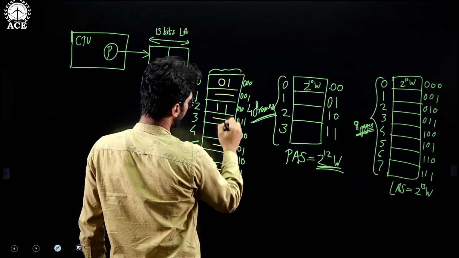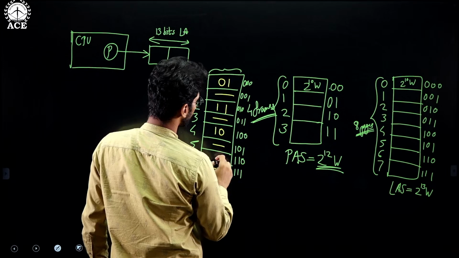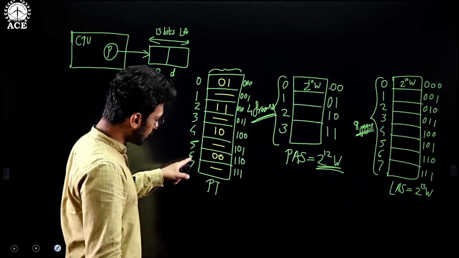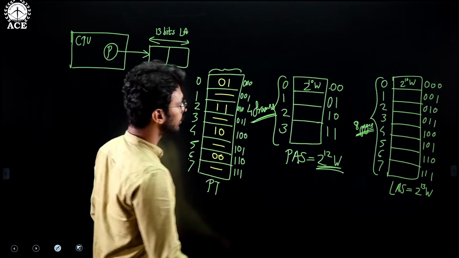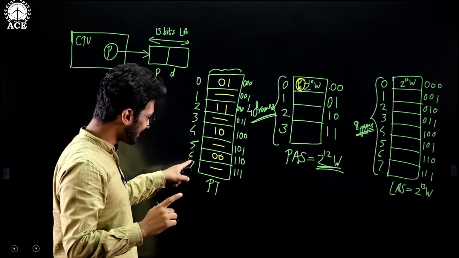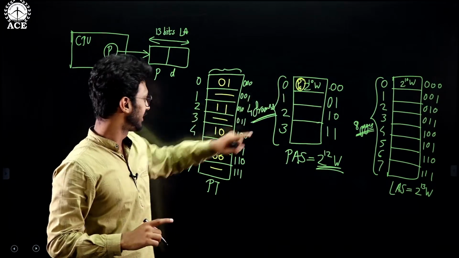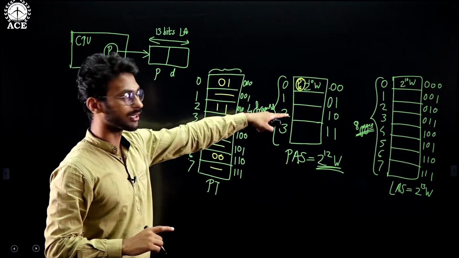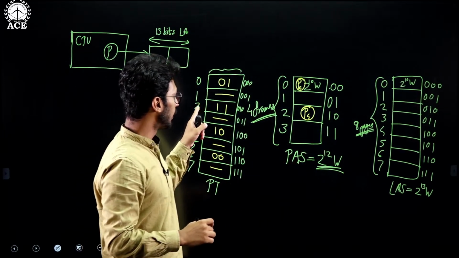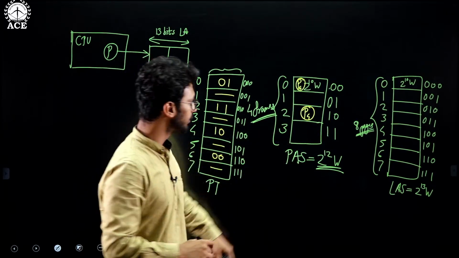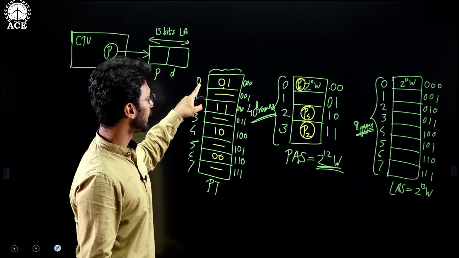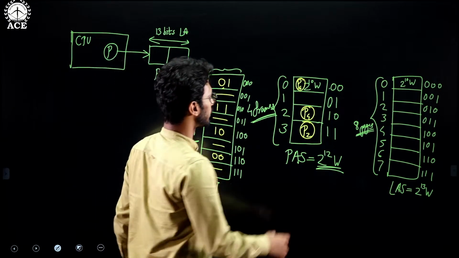0, 1, 1, 1, 1, 0. Let's say, which one is remaining? 0, 0 is remaining. It means page number 6 is present in frame number 0, 0. Page number 6, P6 is present here. Are you getting it? P6 is present at 0, 0 location in frame. P4 is present at 1, 0. 1, 0 means 2. P4. Page 2 is present at 1, 1 location. It means this. P2. Page 0 is present at 0, 1. 0, 1 means this one. P0.